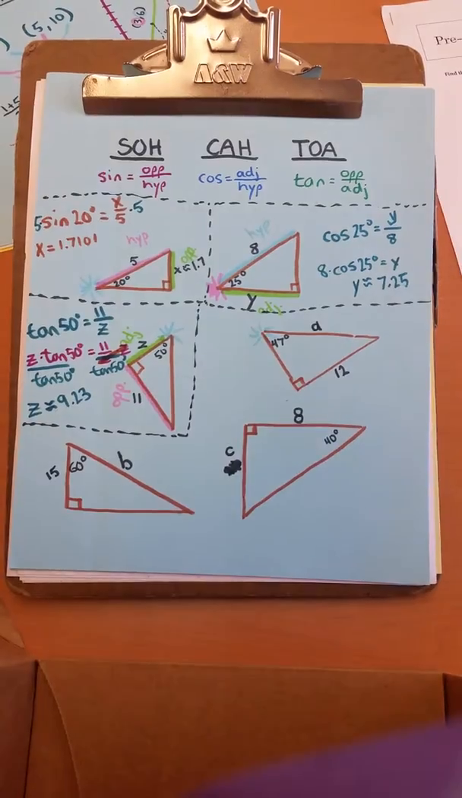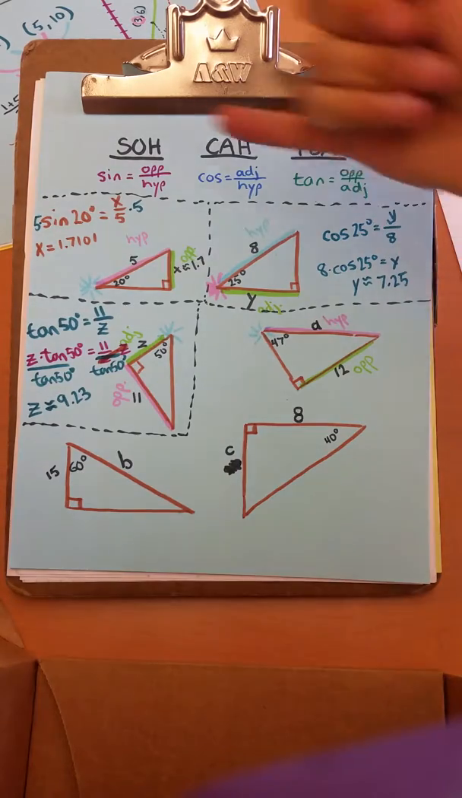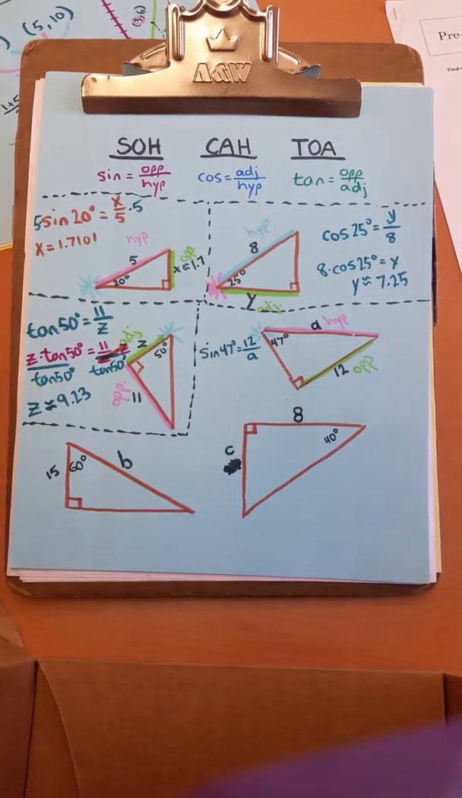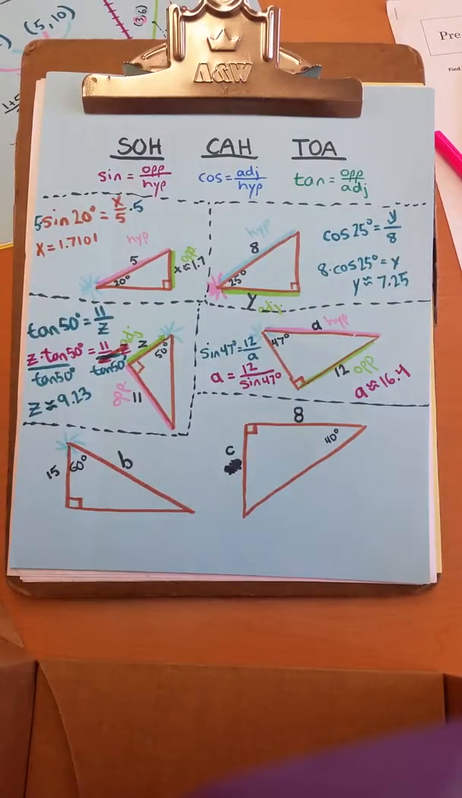Next triangle, from our 47-degree angle, we're going to use the opposite to find the hypotenuse. So this must use sine. So sine of 47 degrees equals 12 over a. If you multiply each side by a and then divide each side by sine of 47 degrees, you'll get a equals 12 over sine of 47 degrees. A is about 16.4.